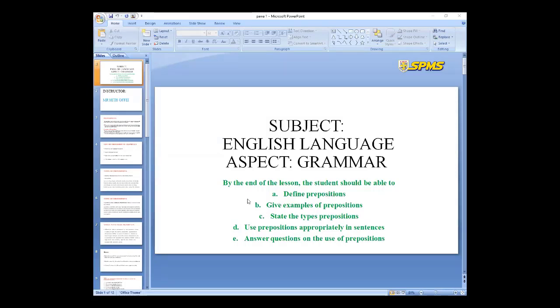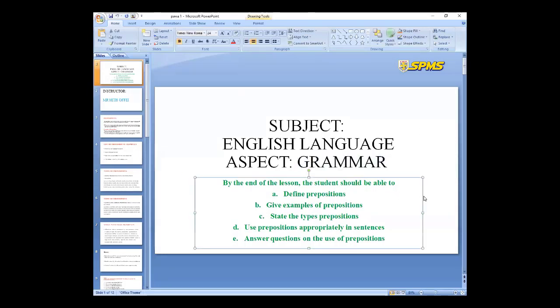At the moment we have 17 students who are on board. But as and when others join, they will be admitted to join the class as well.